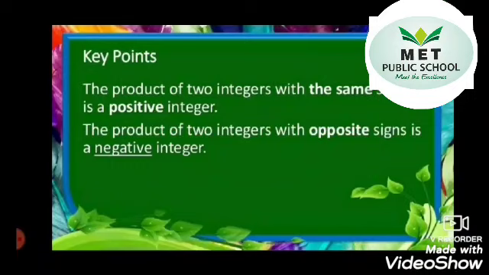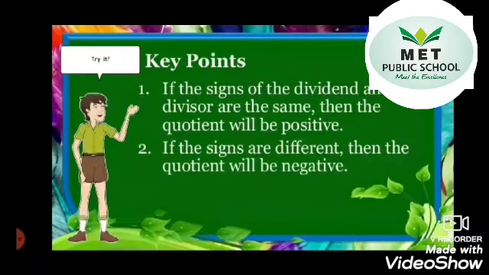Second rule, the product of two integers with opposite signs is a negative integer. That means if you have two numbers with opposite signs, plus minus or minus plus, then your answer will be a negative integer. The same rules are applied even for division.